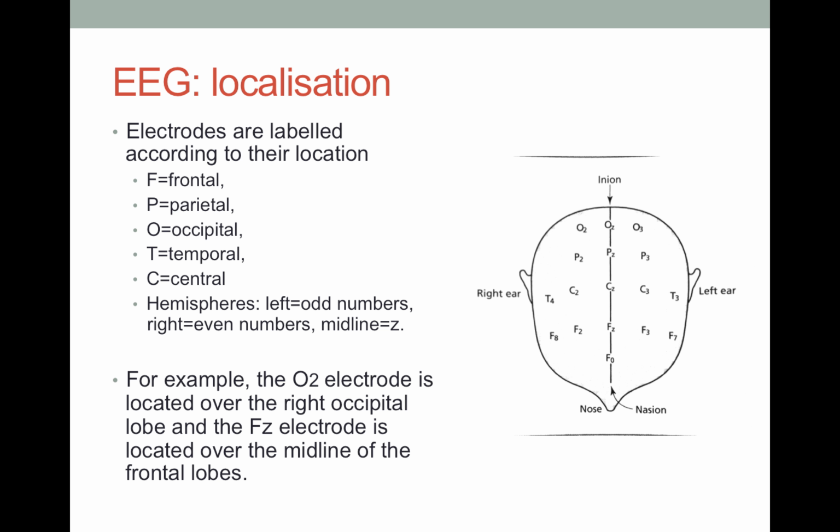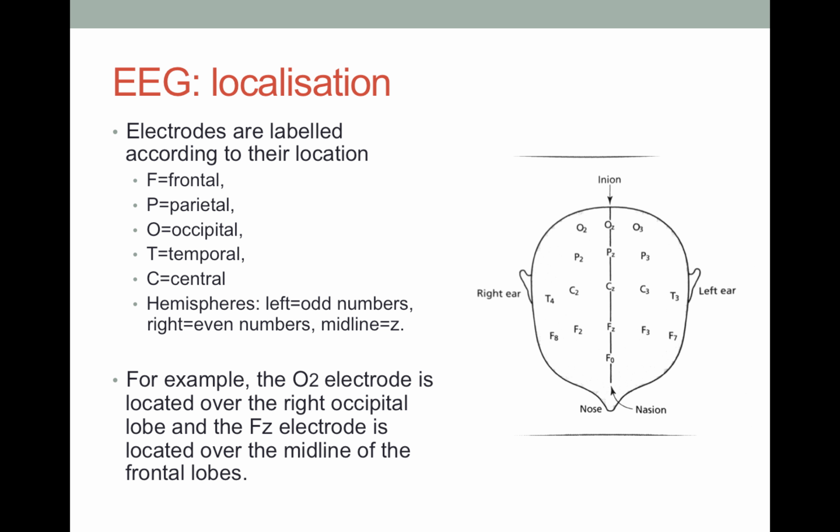The electrodes are labelled according to their location and the hemispheres involved. So in terms of location, we use the labels F, P, O, T and C. So F stands for frontal, P for parietal, O for occipital, T for temporal and C for central. And in terms of hemispheres, odd numbers represent the left hemisphere and even numbers represent the right hemisphere, and Z is used for the midline.